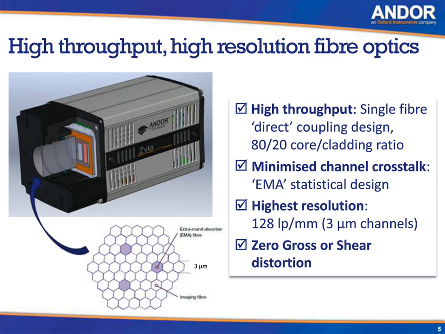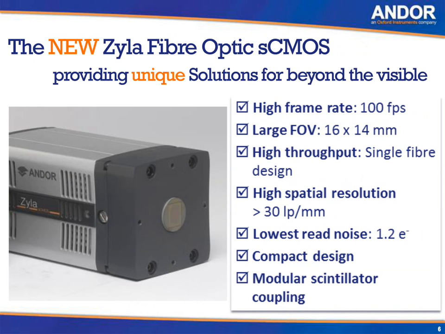And we also have a resolution on the fiber, 128 line pairs per millimeter, using a 3-micron channel fiber design. This is all with obviously zero gross or shear distortion. So when we're talking about that, what we're talking about is effectively ensuring that the image is not corrupted by being spatially moved or displaced. So all of that leads to a high throughput, high resolution system. We then move to what does that mean for the final detector that is put behind the scintillator?